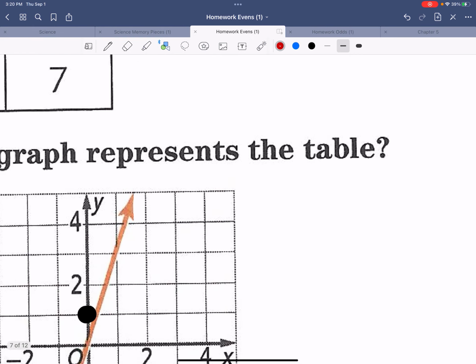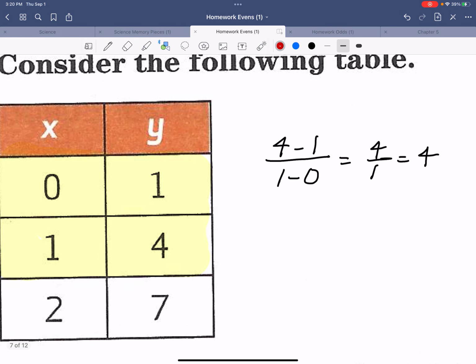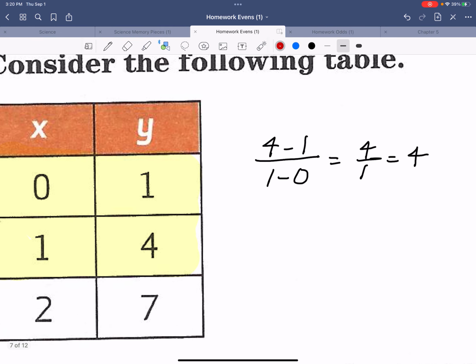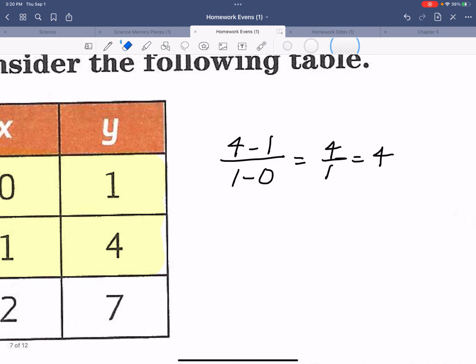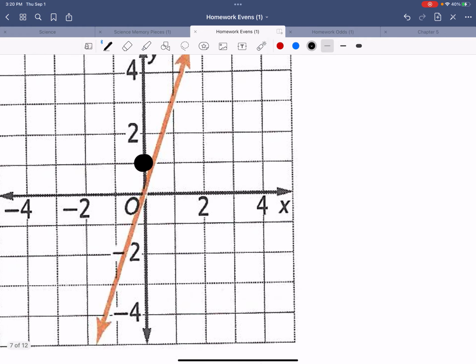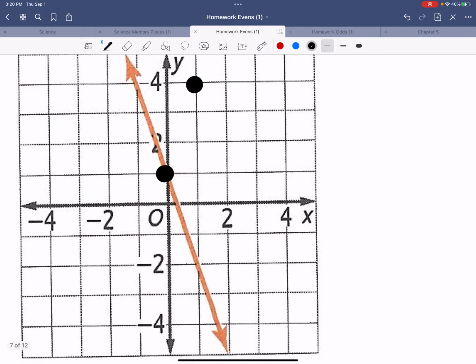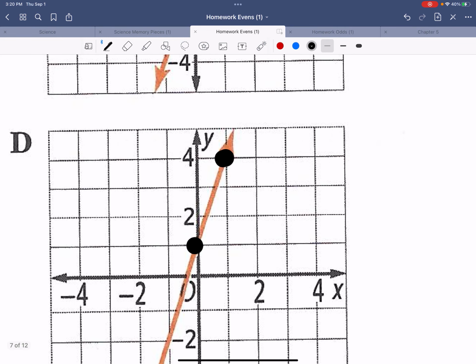What was my slope? Did I do that wrong? Yes, I did it wrong. Sorry. I bet you were thinking, she's crazy. You'd be right. 4 minus 1 is 3. And 3 divided by 1 is 3. So slope is positive 3. And that does fit.